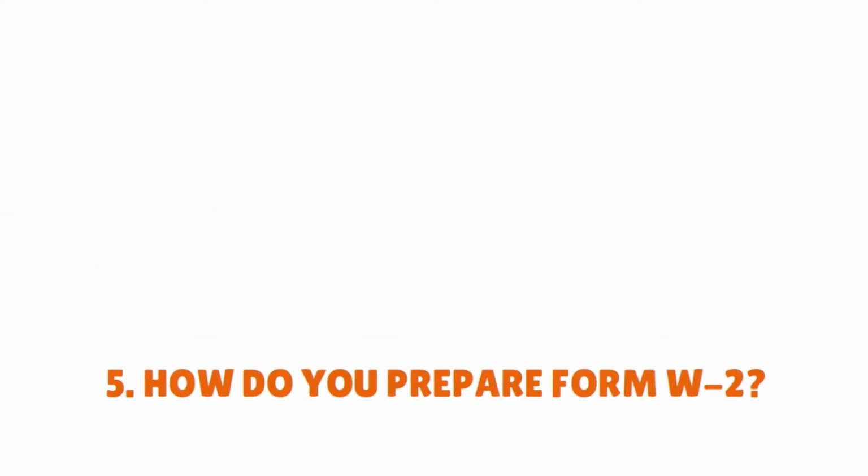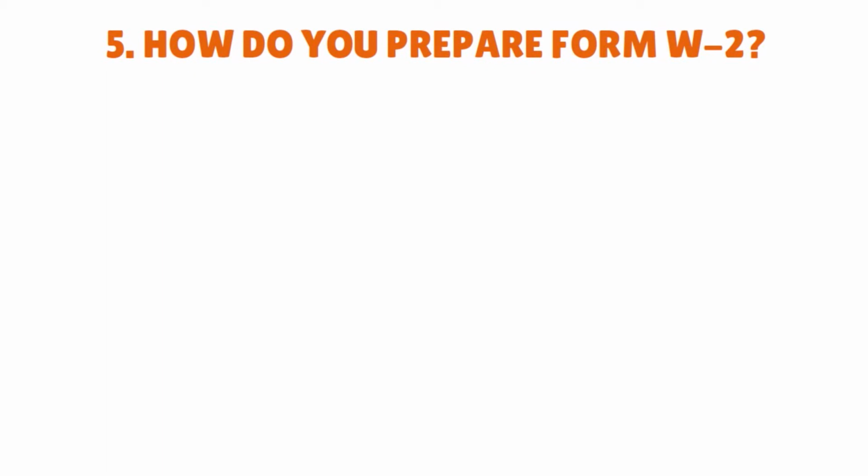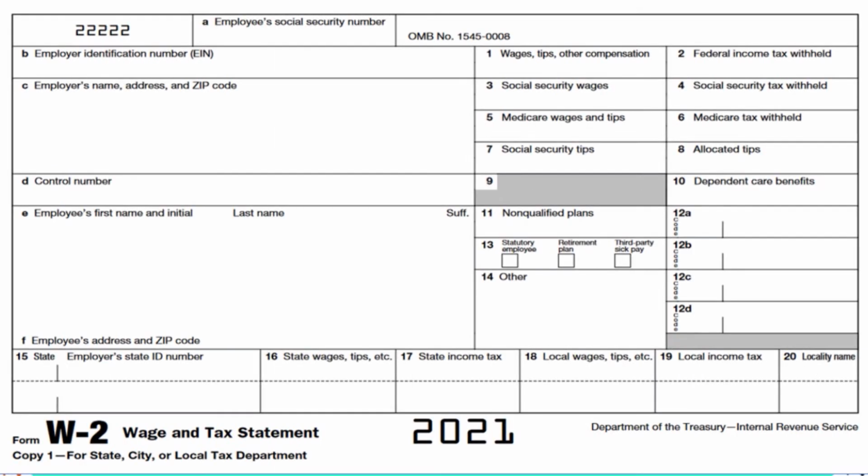And how do you actually prepare the form? It really depends, so I'm giving you here a general overview of the process for completing a W-2 form. So you have employer information. For each W-2 you prepare, you will need to include information about your business, including employer ID number, EIN, and employer name and address.